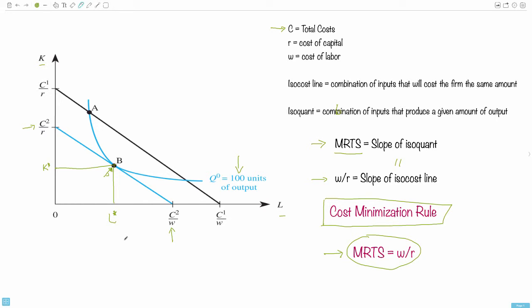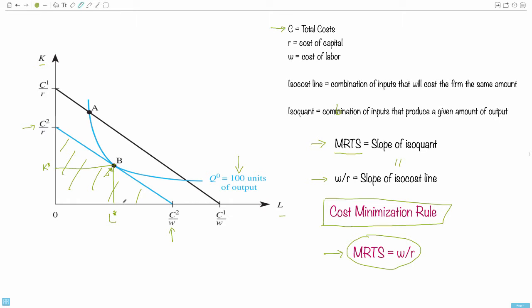Imagine that you need to increase production. What this isocost is telling you is that you cannot produce at a point like this, or like this, or like this, or any point outside the isocost line. In fact, you can only produce at production levels within the isocost line.